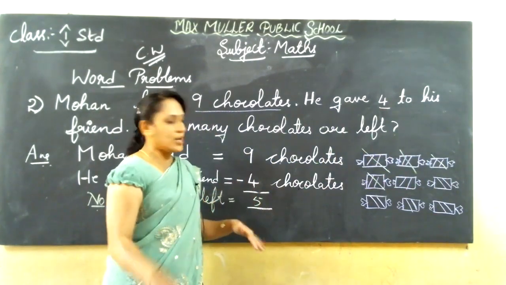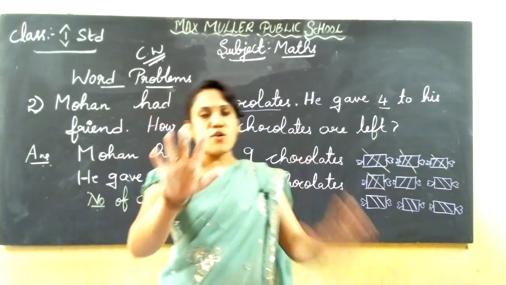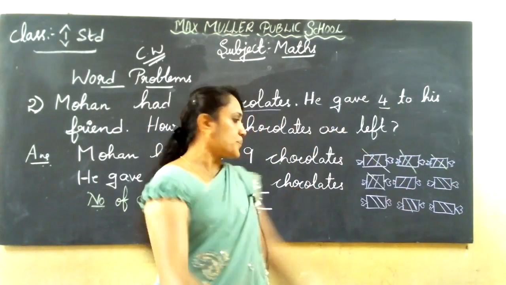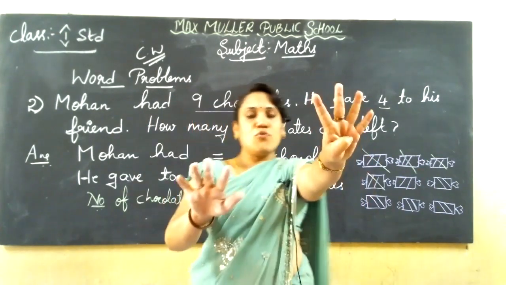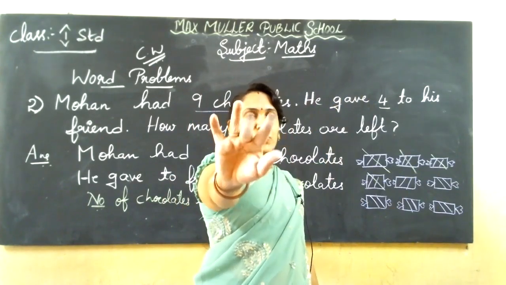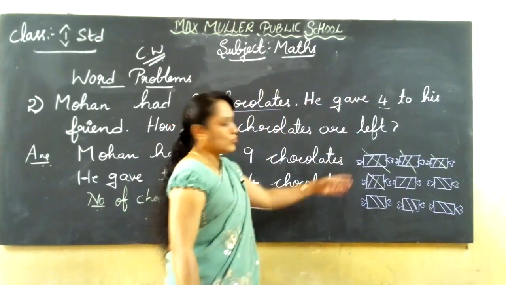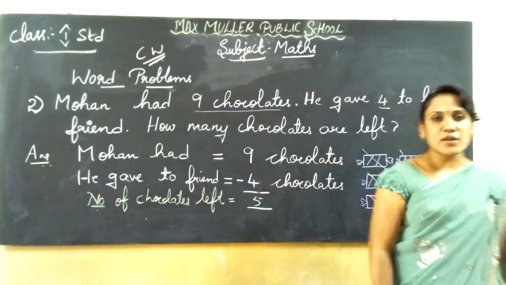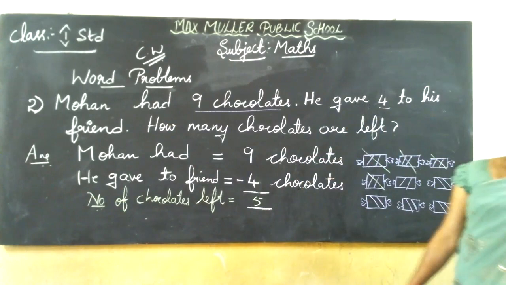You can count on your fingers. Keep 9 fingers: 1, 2, 3, 4, 5, 6, 7, 8, 9. Of that, you can fold 4 fingers: 1, 2, 3, 4. How many balance? 1, 2, 3, 4, 5. Like that also you can do. Or draw circles and cut them off, that also you can do. Okay. So today you write these 2 sums in the classwork.